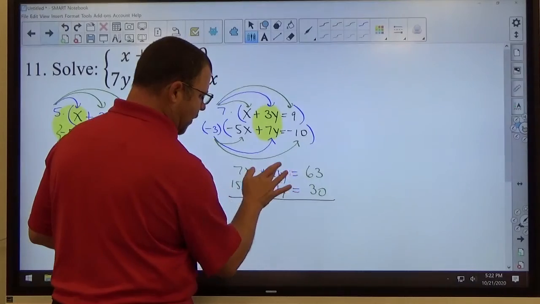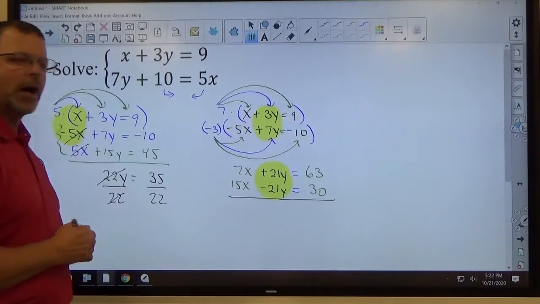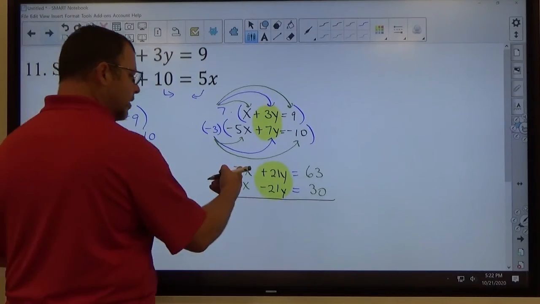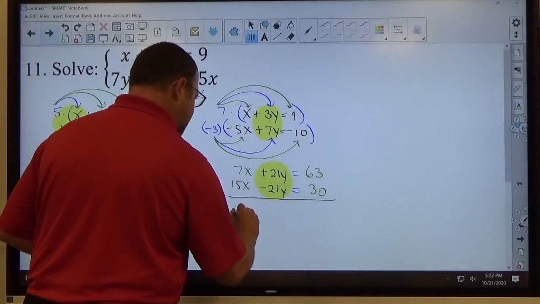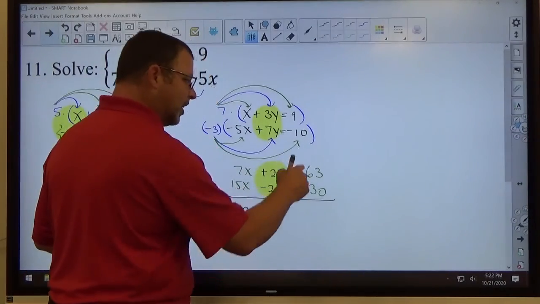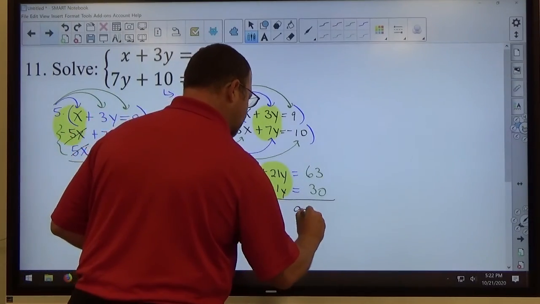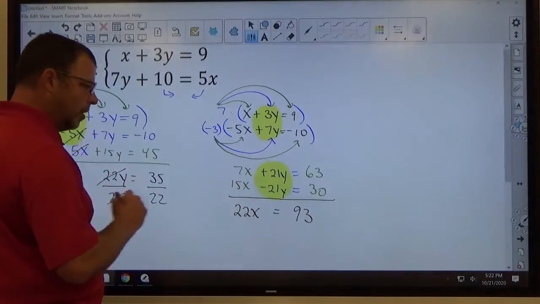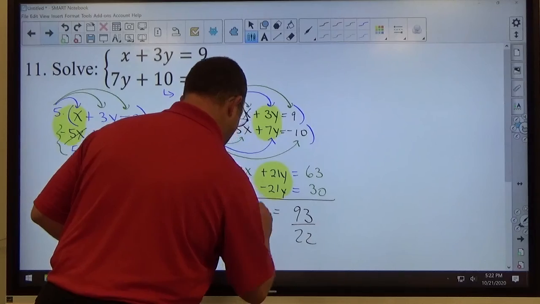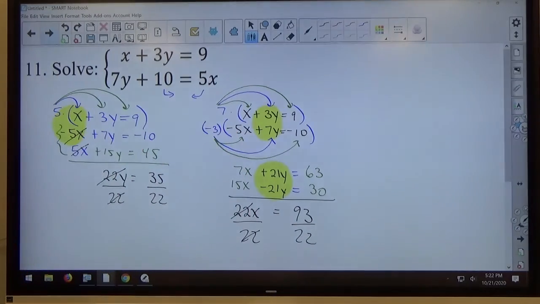I've successfully gotten the y's to be opposite. One's positive 21y, one's negative 21y. So now I'm going to add the equations. 7x plus 15x, both positive, add to get 22x. Positive because 15 is bigger. 63 and 30 are both positive, add to get 93. 63 is bigger, so it's positive. Divide both sides by 22. So x equals 93 over 22.